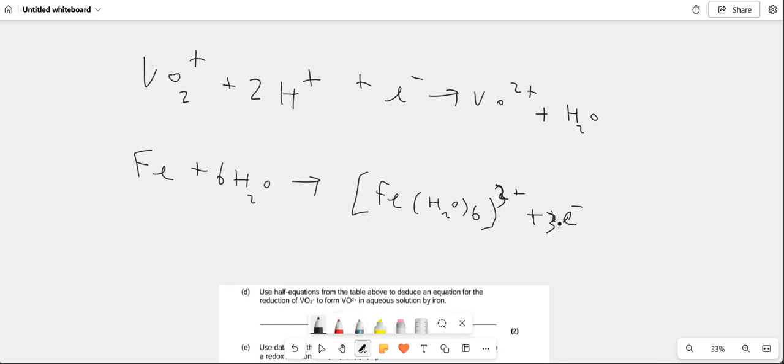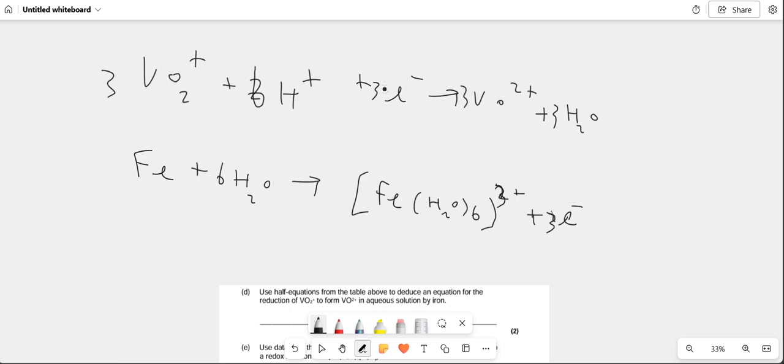So obviously, because this down here is 3, and that up there is 1, you need to times the top equation by 3. So that becomes 3VO2 plus here. This becomes 6H plus. This becomes 3e minus there. This becomes 3 there, and this becomes 3 here, yeah? Alright, calm. And then just combine it.